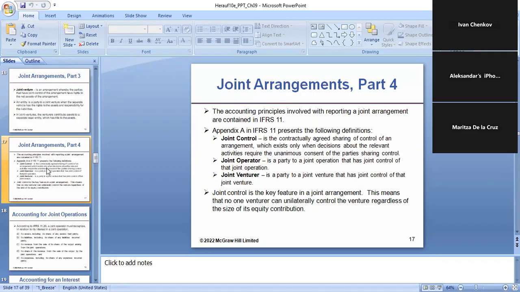Joint control is a key feature of joint arrangements. So in order to have a joint arrangement, we have to have joint control. And whether it's a joint operation or a joint venture is going to change the picture. So again, when you start talking about joint arrangements, first establish that the joint arrangement exists, and if it exists, then define what kind of arrangement it is. Is it a joint operation or is it a joint venture?